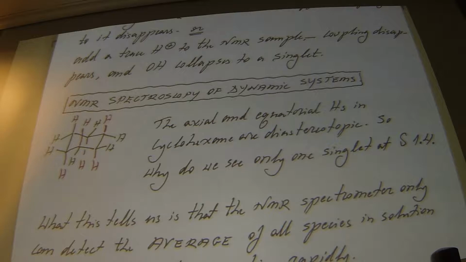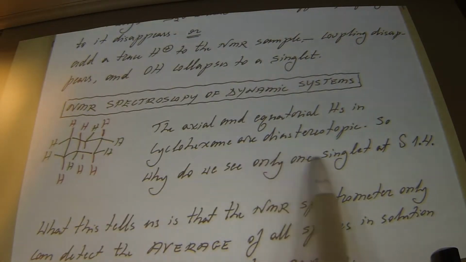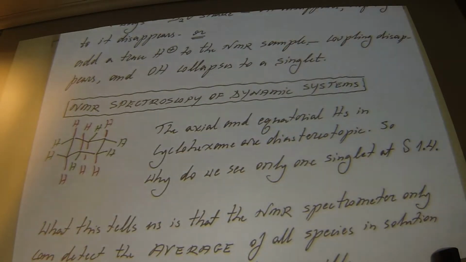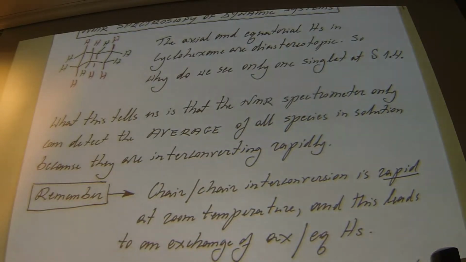We have axial protons and we have equatorial protons. These two protons are going to be diastereotopic, and they will couple to each other, but you only see a singlet peak at 1.4 at room temperature. Now, why is that? Well, you already know why. That's because at room temperature, that chair-to-chair interconversion is taking place fast, and so what you're seeing at 1.4 ppm is an average of all of those protons.